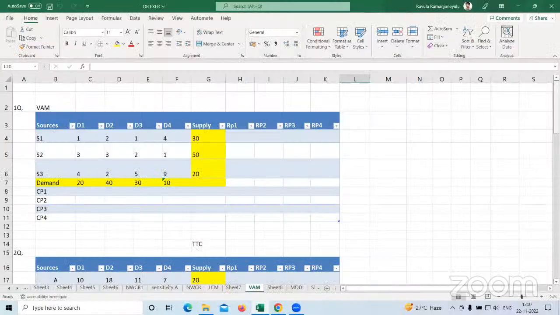Then we need to solve by any of the methods to find out the feasible solution, right? So this is a question which we solved yesterday, I think. Yeah. Or else we'll go to the second question.